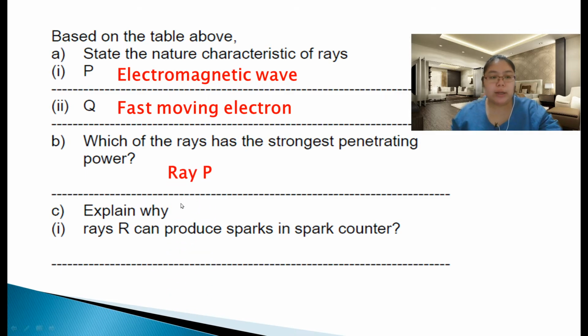Now we go and see part C. Explain why ray R can produce a spark in the spark counter. From here we see the spark counter. Normally the spark in a spark counter is formed because of ionization. Later I will show the next part. Let me check a while first.